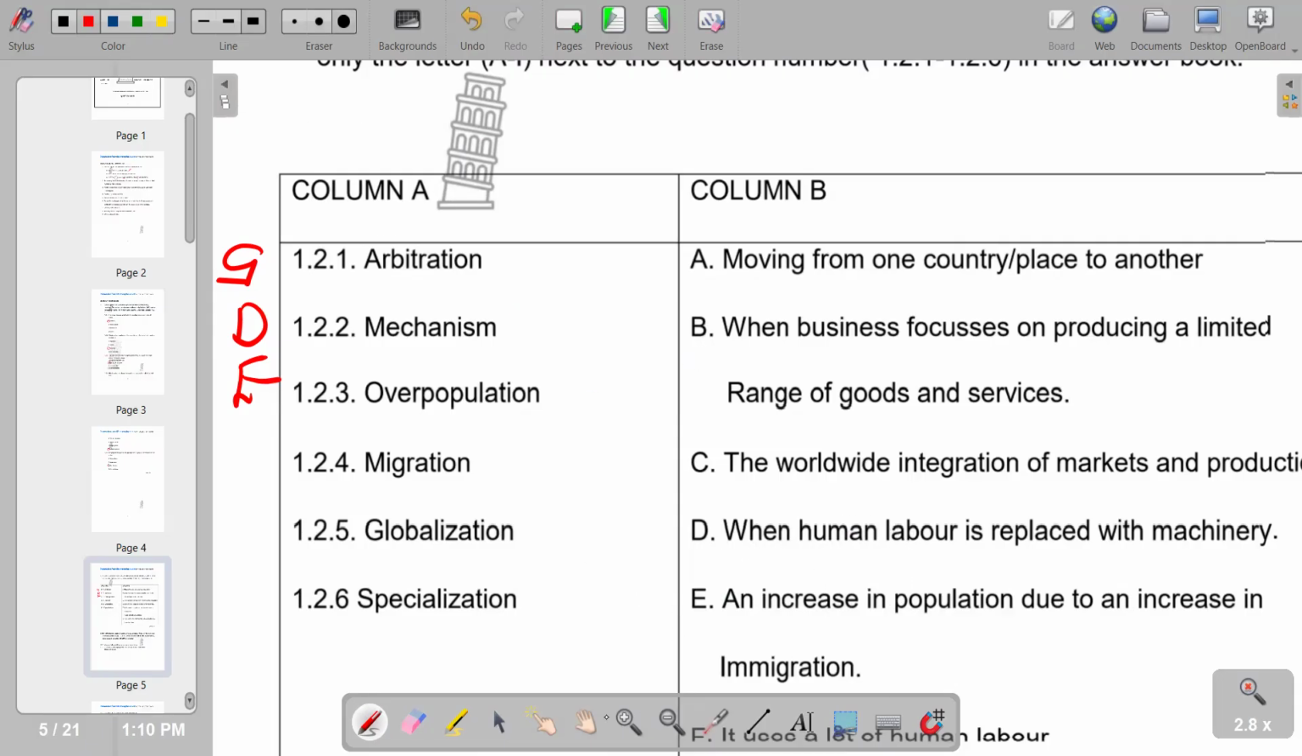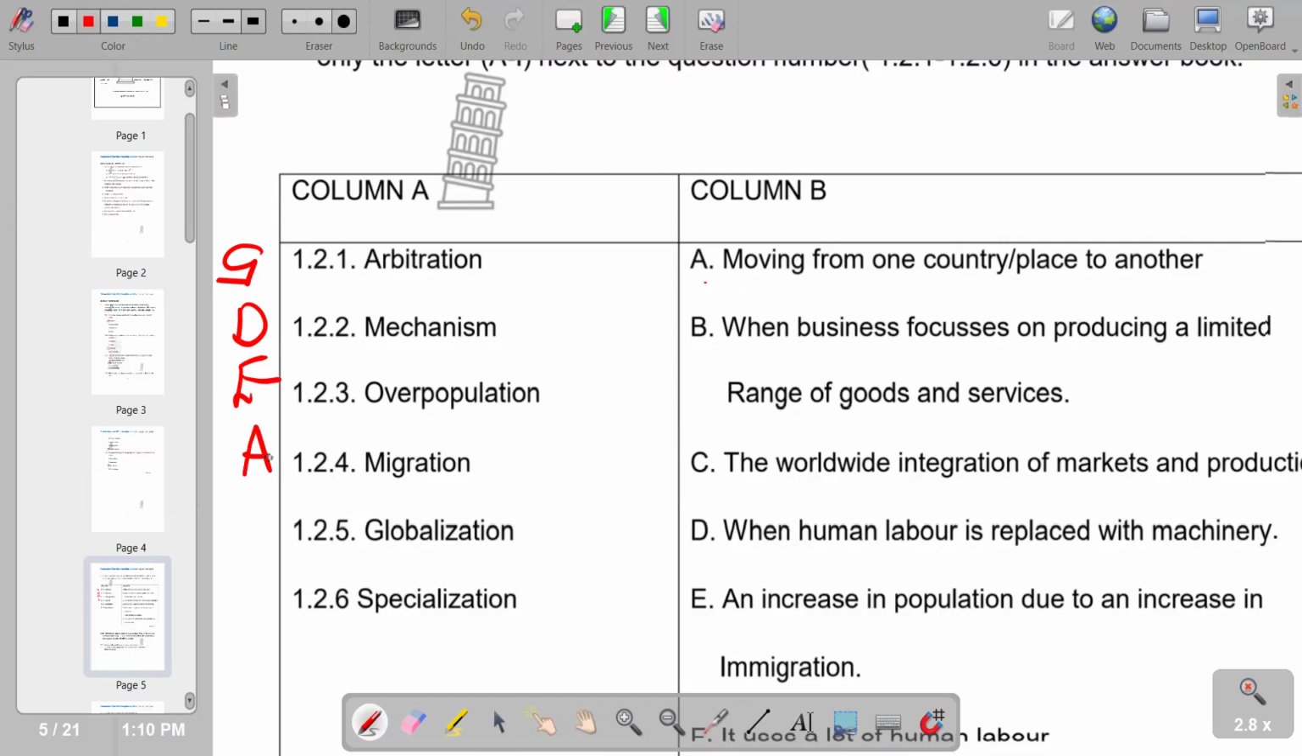So moving on to the next part, we have got migration. Number 4 is migration. Then we check again which one matches migration, when we have the element of moving from one country to the other. So if you go to A, moving from one country to another, we have A as the correct response.